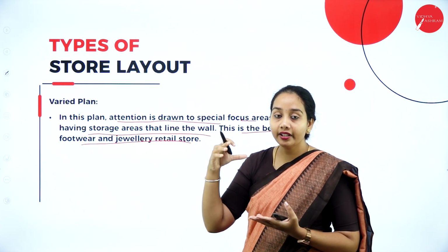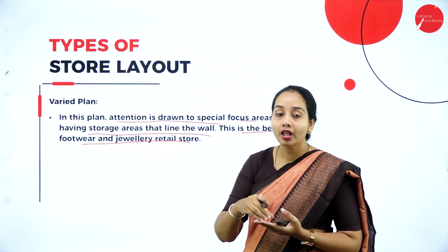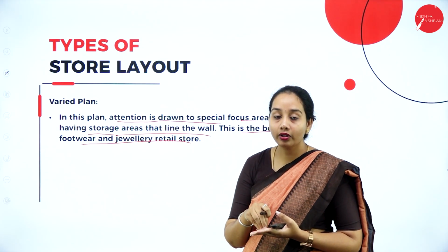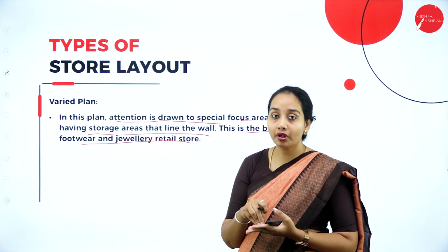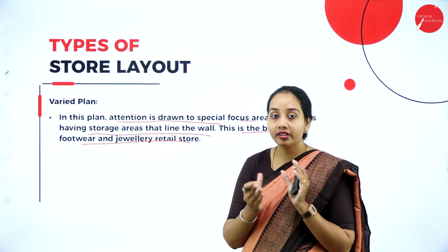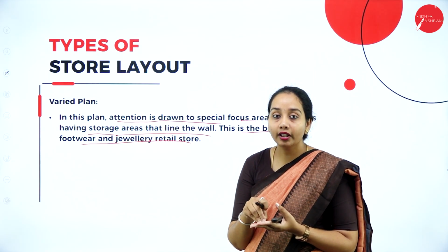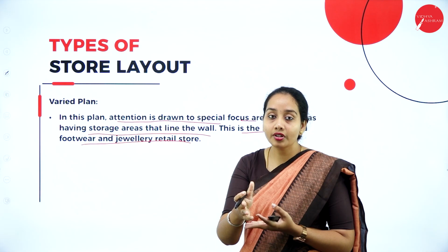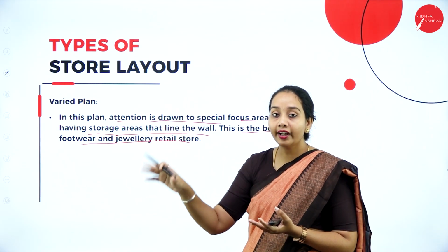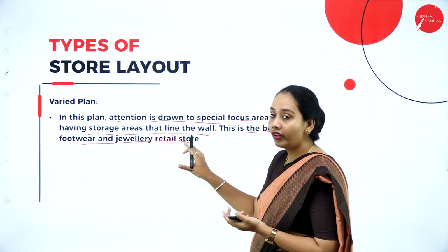The varied plan is about a store layout for specialty stores, where there are focal points inside the layout. For example, if you visit a jewelry store, the jewelry is placed with a focal point, a center point inside the layout, and people will be looking at the jewelry. Different kinds of jewelry and different designs are situated in the retail layout. So that is the varied plan.